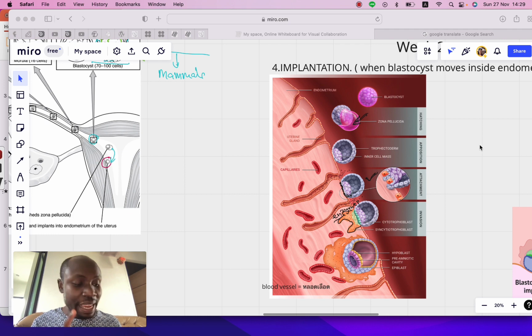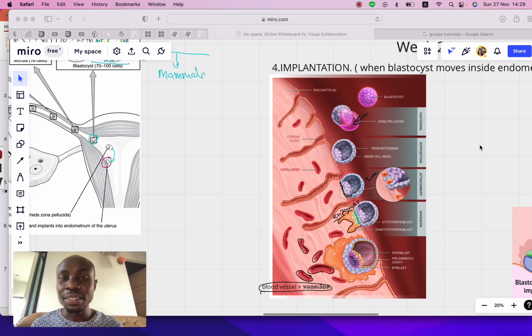Now, in the endometrium, there are blood vessels of the mother. So these red structures here are all blood vessels from the mother. They have the blood. The blastocyst is going to move inside and meet the blood vessels of the mother. Now, why is this important?